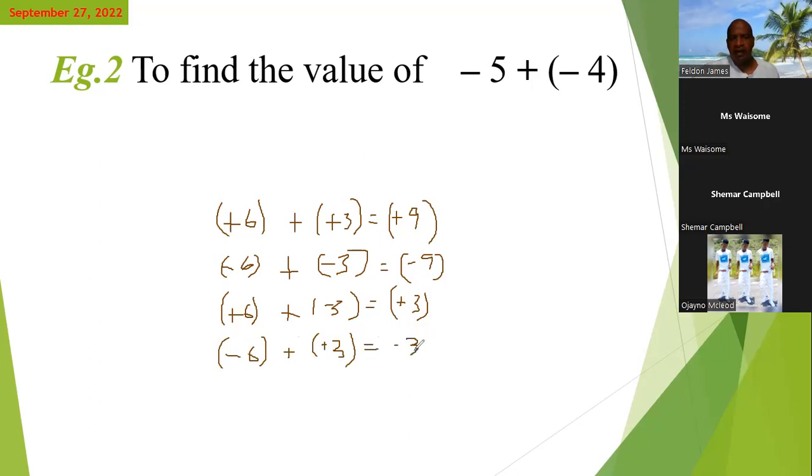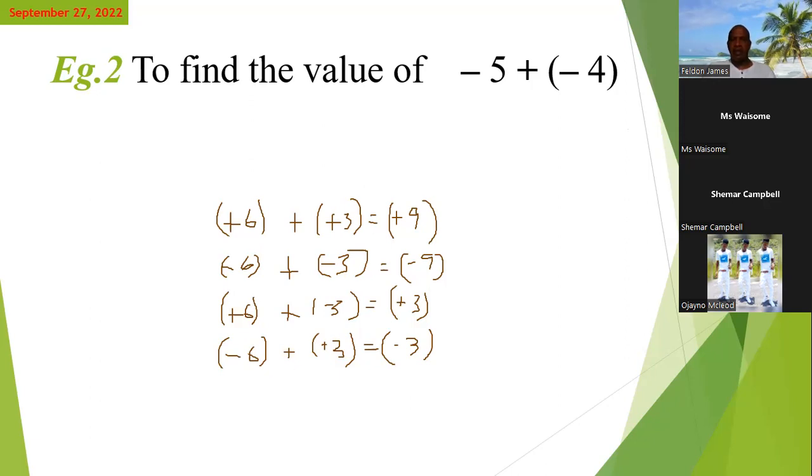Now, based on these scenarios, what is the pattern you identify? What kind of pattern you see with the signs? Mr. Ojeno, what pattern do you notice with the signs? I noticed that the bigger number's sign is going to be the sign of the answer that you get.